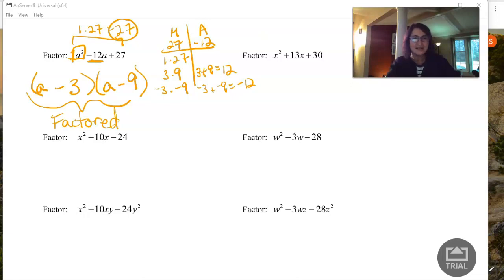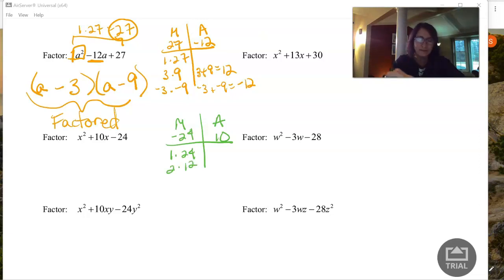X squared plus 10x minus 24. So I'm going to start the same way. I'm going to go ahead and take 1 times negative 24 gives me negative 24. So I'm looking for what can I multiply that gives me a negative 24, but then adds to a positive 10. Okay, so I can start the same. 1 times 24. Don't worry about the negative just yet. 2 times 12, 3 times 8, 4 times 6.